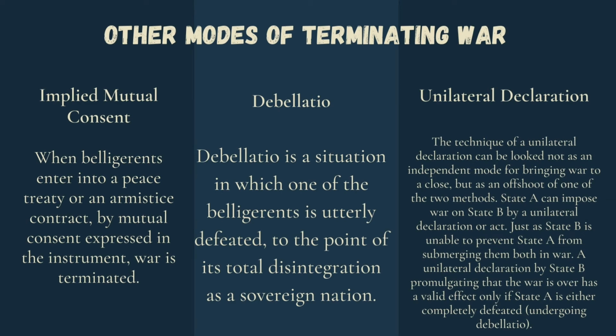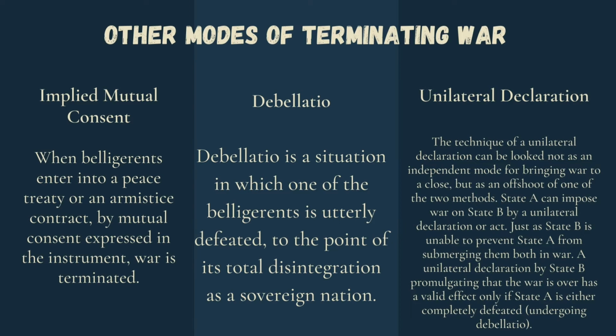First is implied mutual consent. When belligerents enter into a peace treaty or armistice contract by mutual consent expressed in the instrument, war is terminated. Second is debellatio. Debellatio is a situation in which one of the belligerents is utterly defeated to the point of total disintegration as a sovereign nation. Lastly is unilateral declaration. The technique of unilateral declaration can be looked at not as an independent mode for bringing war to a close, but as an offshoot of one of the two methods.